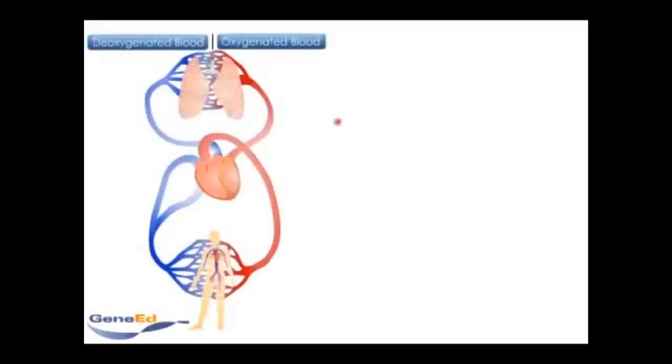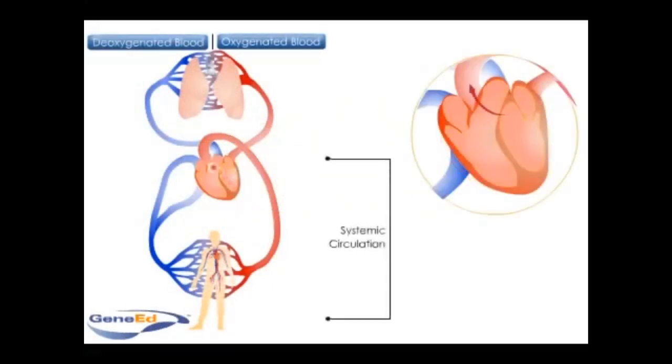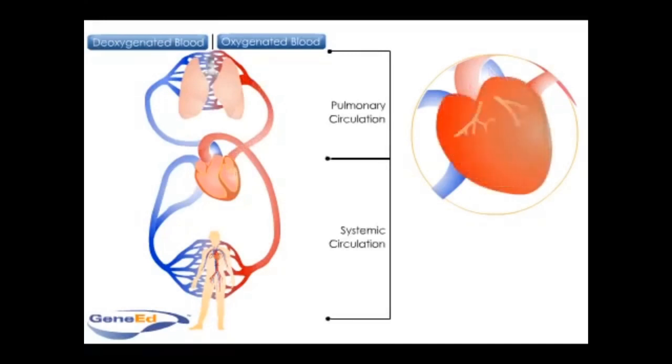Blood circulates through the body in two main routes. The systemic circulation transports oxygenated blood to the tissues and brings deoxygenated blood back to the right side of the heart. The pulmonary circulation transports deoxygenated blood to the lungs and brings freshly oxygenated blood back to the left side of the heart. The coronary system is the portion of the systemic circulation that perfuses the heart muscle.